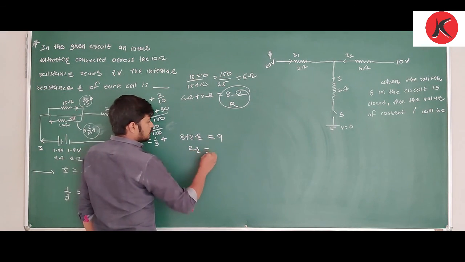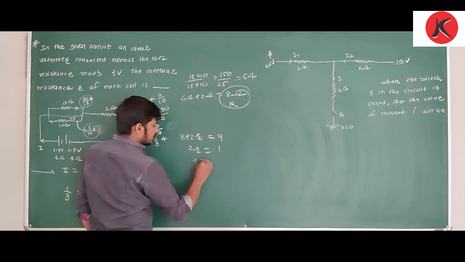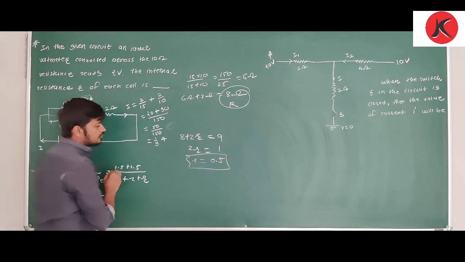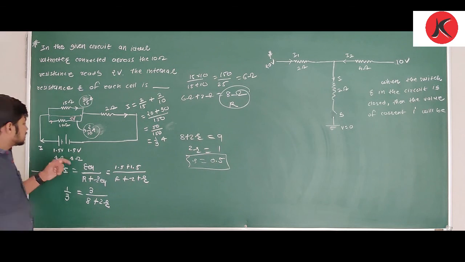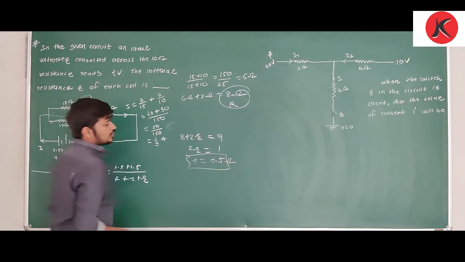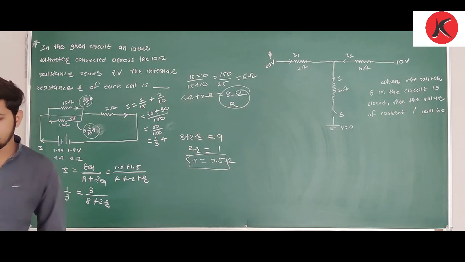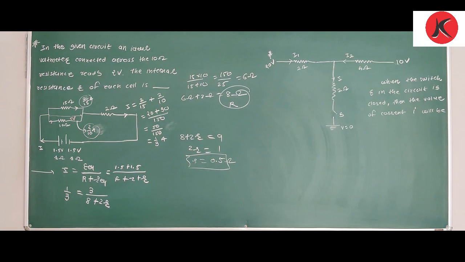So 2r is equal to 1. So r is equal to 0.5. Simple. Internal resistance of each cell is 0.5 ohm. Clear? So this is the method, how to solve MCQs. Okay, now next question.